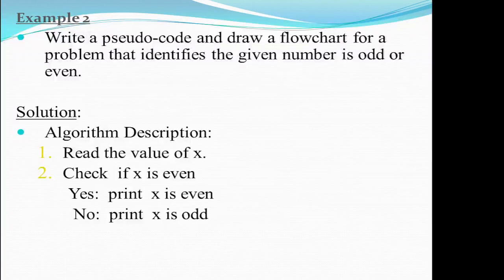It is very easy to draw a flowchart after you write pseudocode. It is also very easy to write code after you draw the flowchart. So, whether that number is odd or even. First of all, you have to take that number from the user in something, x.